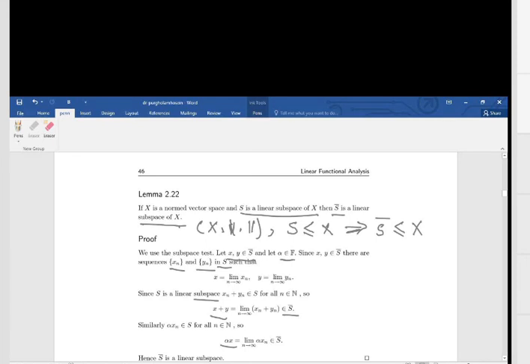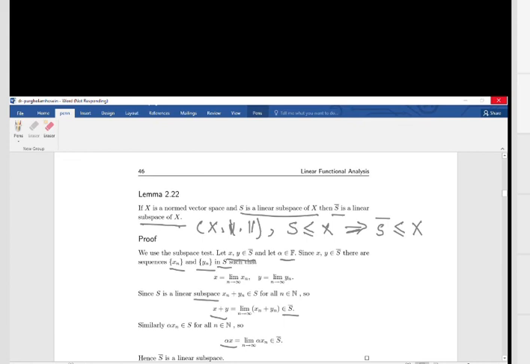And for any alpha, xn is in S, because S is a linear subspace of X. So alpha xn for all n is in S. Again, we can say that the limit of alpha xn, that is alpha x, must be in S bar. So any linear combination of two members of S bar is in S bar. So S bar must be a linear subspace.